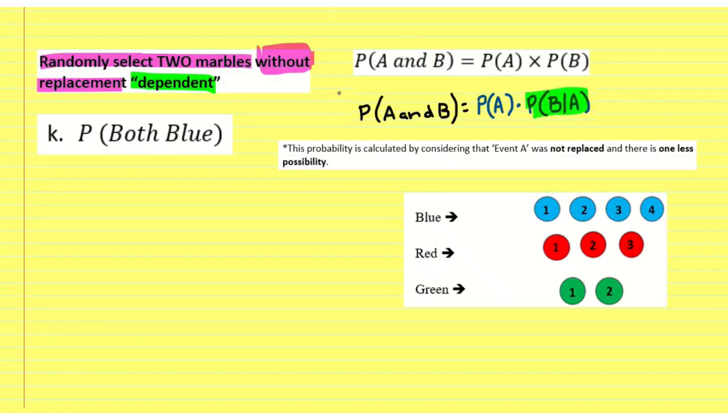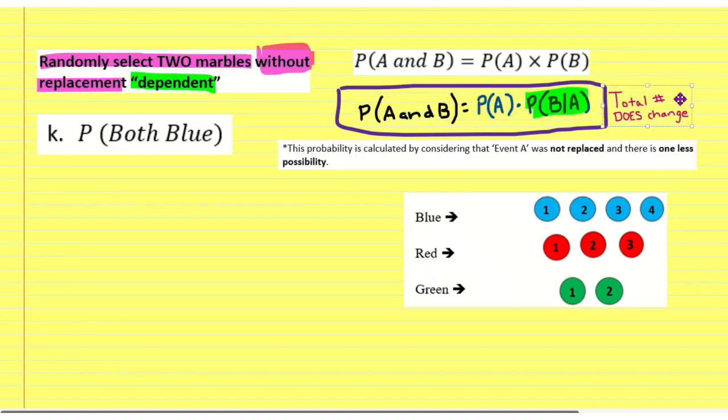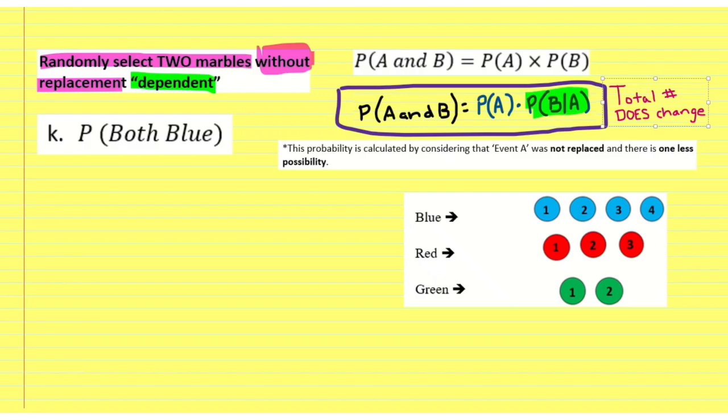We are going to use this version of the probability of two events happening, because the second probability, if we do not put that marble back in the bag, that means that it's going to change the total. The total does change when it is a dependent situation. So we're going to use this version of the formula, and we are not going to use this version of the formula. The second probability is going to be affected.